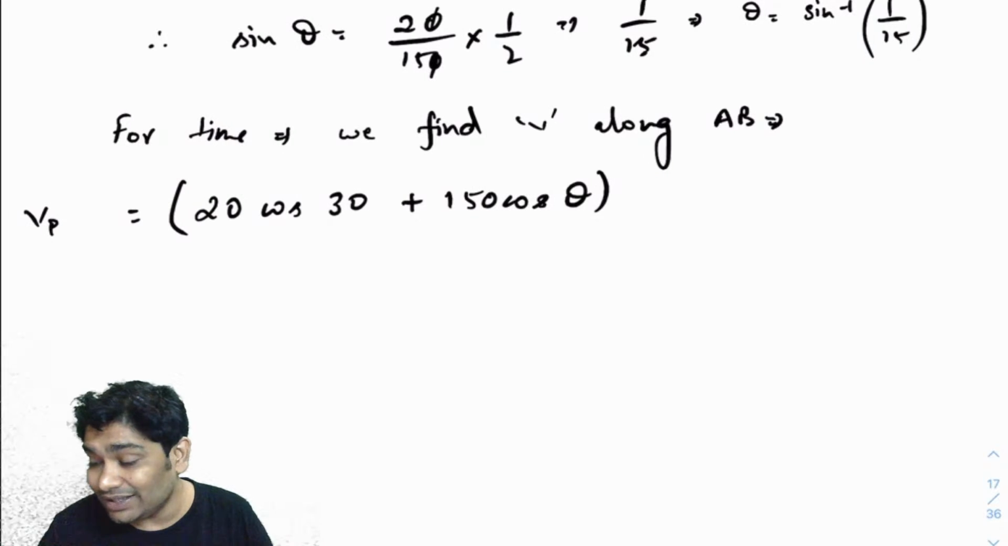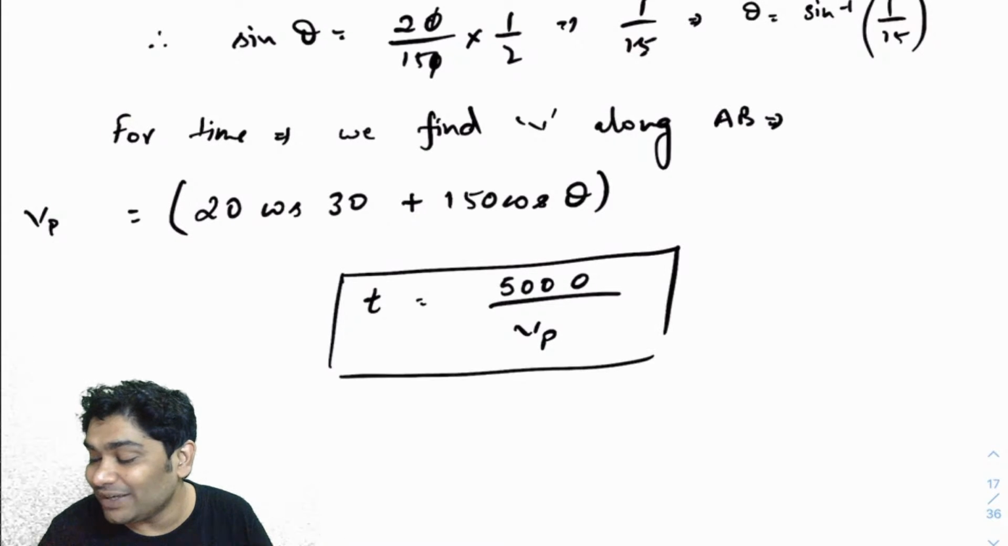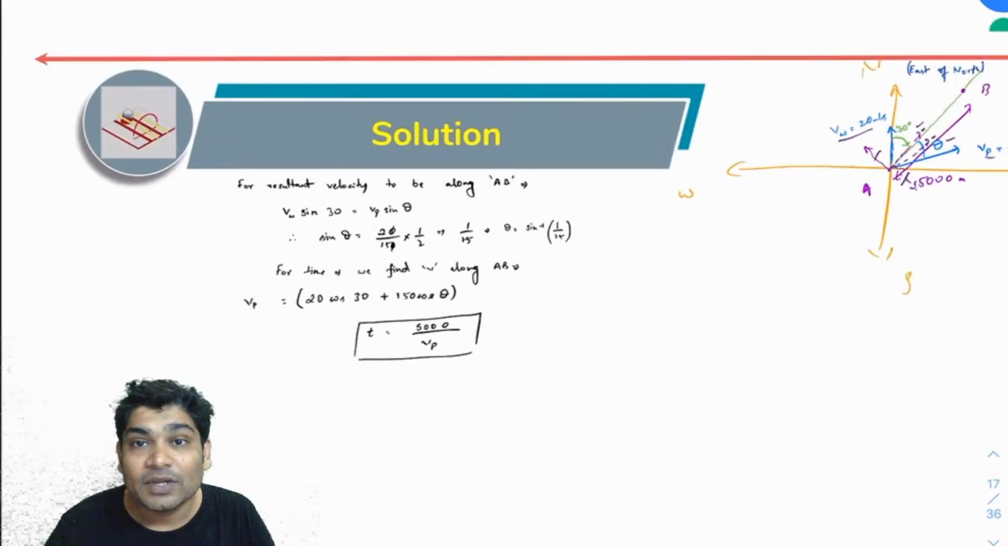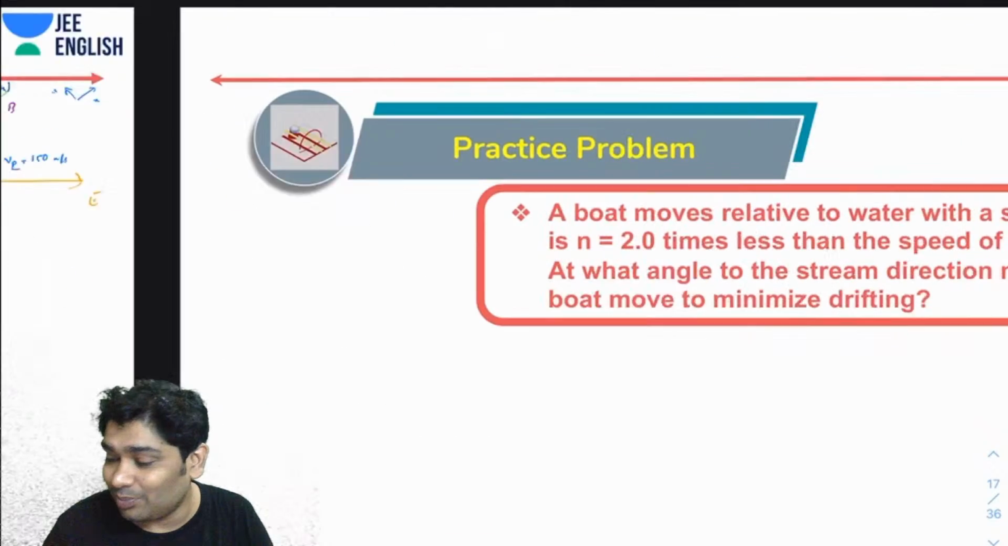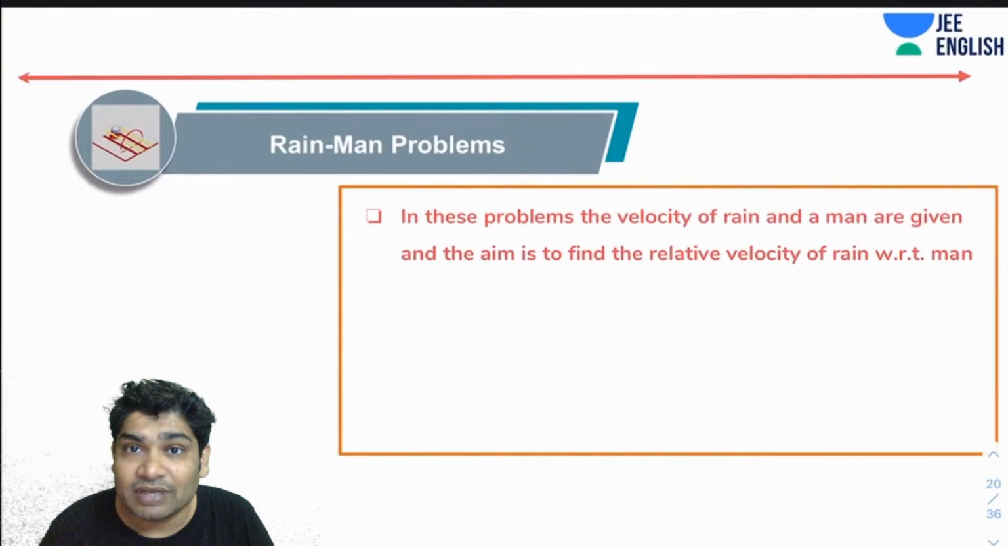Alright, once you know this, time t would be the distance, which was 5000 over Vp. So just remember to convert your distance into meters, because it hasn't been given to you in kilometers. Otherwise you will be fine. So that is how you solve this. This is a very easy standard type problem.